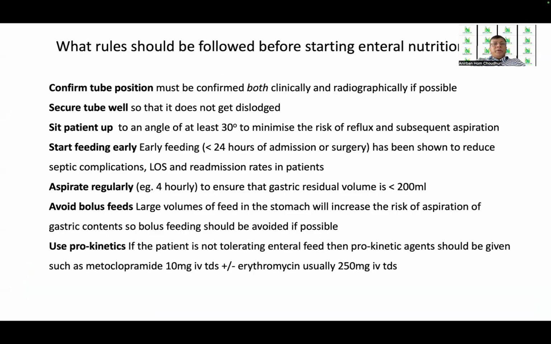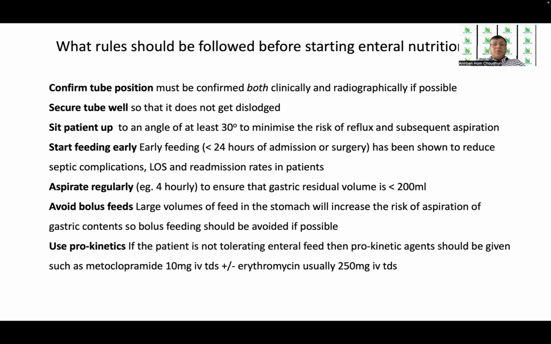So what rules should be followed before starting enteral nutrition? One, we should confirm the tube position, both clinically and radiologically. Secure the tube well so that it does not get dislodged. Sit the patient up to an angle of 30 degrees to minimize the risk of reflux and subsequent aspiration. Start feeding early, that is within 24 hours of admission or surgery, because this has been shown to reduce septic complications, length of stay in the ICU, and readmission rates in patients.